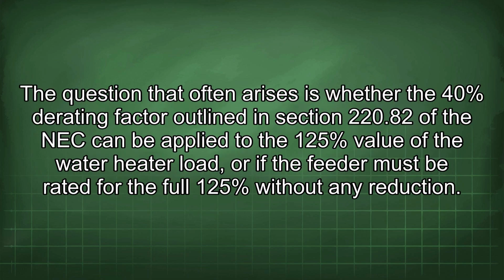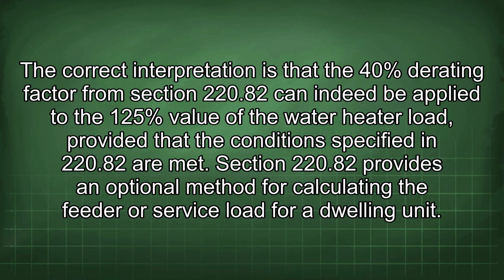The question that often arises is whether the 40% derating factor outlined in Section 220.82 of the NEC can be applied to the 125% value of the water heater load, or if the feeder must be rated for the full 125% without any reduction. The correct interpretation is that the 40% derating factor from Section 220.82 can indeed be applied to the 125% value of the water heater load, provided that the conditions specified in 220.82 are met.